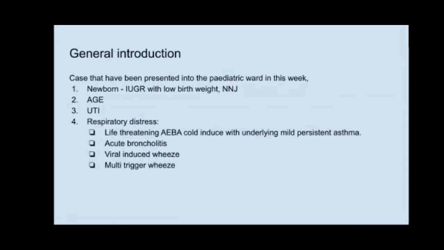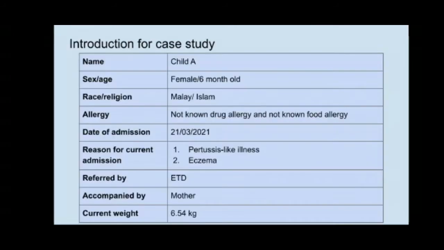For the general introduction, these are the cases that were presented in the pediatric ward during this week. The common cases that we see in newborns are intrauterine growth retardation with low birth weight and neonatal jaundice. The other cases include acute gastroenteritis, upper respiratory tract infection, and respiratory distress such as acute exacerbation of bronchial asthma, acute bronchiolitis, viral-induced wheeze, and multi-trigger wheeze.